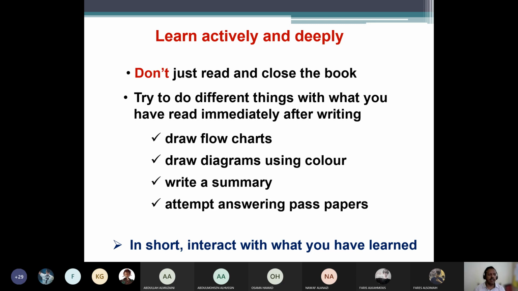Once you finish this, try to get questions from somewhere and try to answer them so that you will remember it properly. So active and deep learning can be achieved in other ways, not only by reading. Reading is a must. Yes, you read and then do all these things. Make notes, make charts, make a summary, and maybe try to solve questions from the previous exam. In short, interact with the information. It is called interaction with the information.